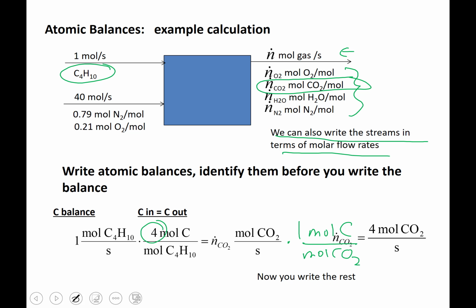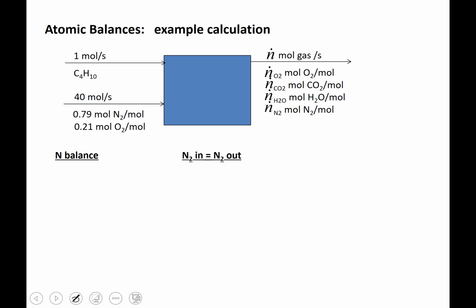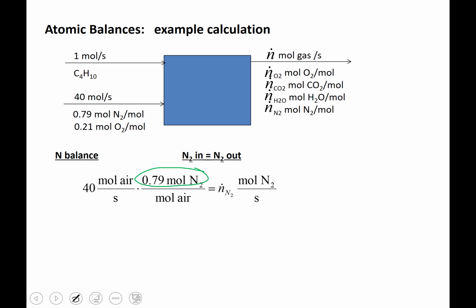Now you should be able to do the other balances. I would recommend for the second balance, you could do nitrogen, and you can also do hydrogen. Nitrogen is very straightforward. In equals out. We've got this much going in, that much going out. Note that we multiply 0.79 moles of N2 per mole of air. We leave N2 as N2. We don't need to split it down into N. So we have 31.6 moles of N2 per second.